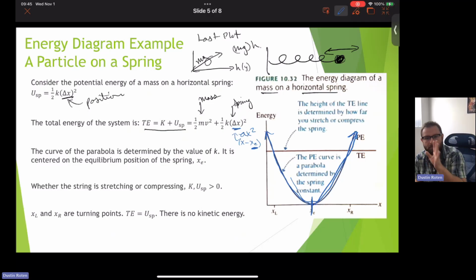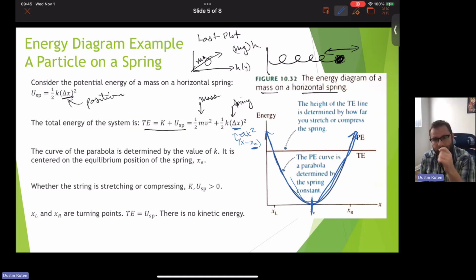Okay, now the value of k is actually going to tell us how open or closed the parabola is. So if we had a really high spring constant, we'd get a really skinny plot. If we had a lower spring constant, this parabola would get wider. Okay, so where the parabola sits is determined by the equilibrium position, and how wide or skinny it is is set by k, the spring constant.